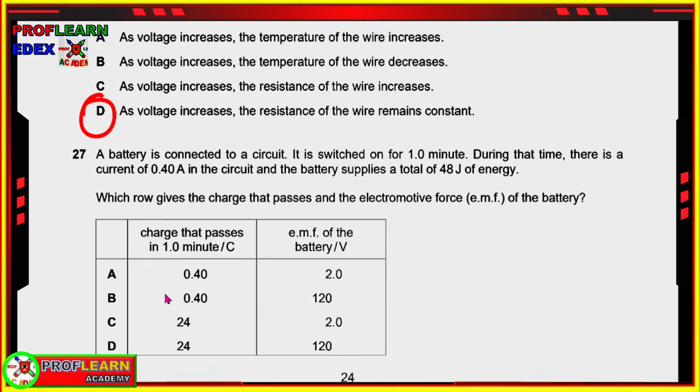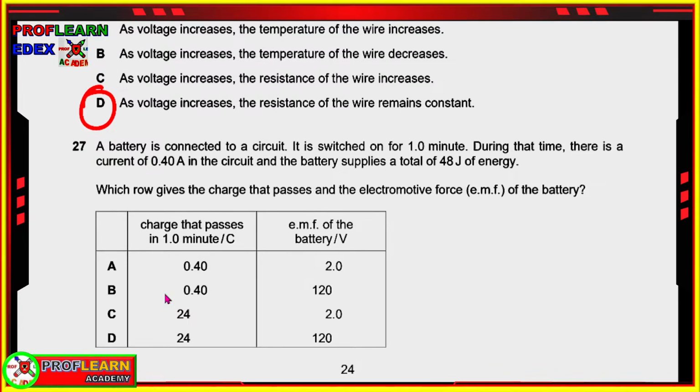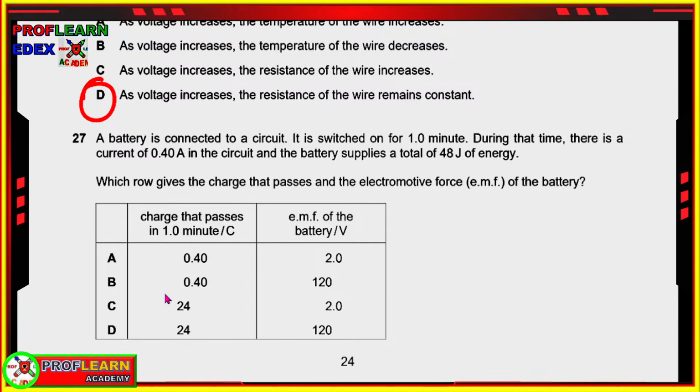The battery is connected to a circuit and switched on for 10 minutes. During that time, there is a current of 0.4 amperes and energy of 48 joules is supplied. So we have time, we have energy, we have that. So we know that energy is what? Energy is what?